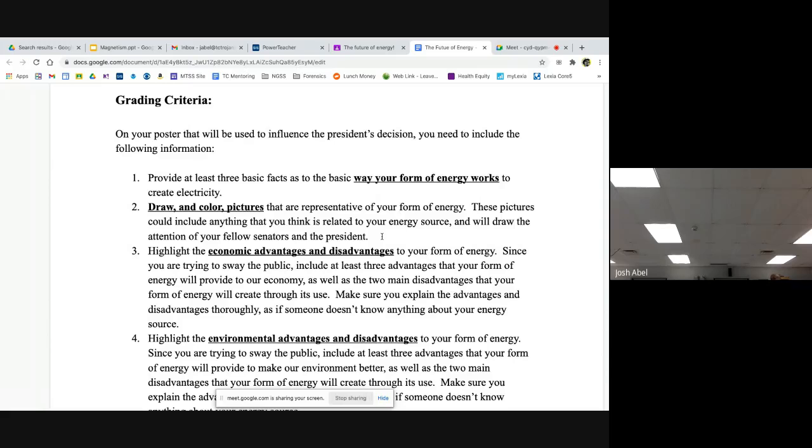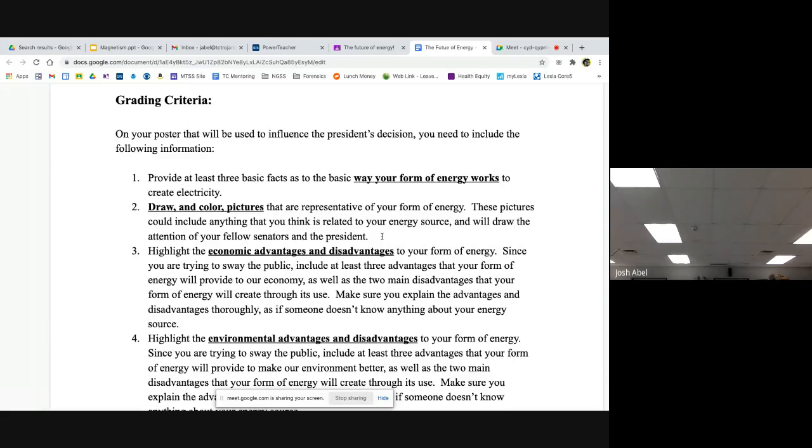Now, how this is going to work is you're going to get a normal size piece of poster paper, like a half sheet, like we've done before. And these are the things that I'm looking for. Your poster is going to be used to influence the president's decision. You need to have at least 3 basic facts as to the way your energy form works. What that means is I just want you to tell me the process of how it makes electricity. So if you choose hydroelectric, you should talk about how the river or the tides use the water to turn a turbine, and that makes electricity. So that's number 1, how it works.